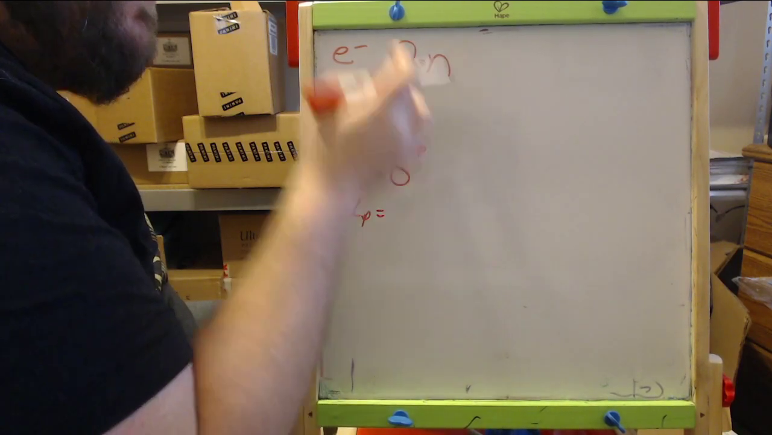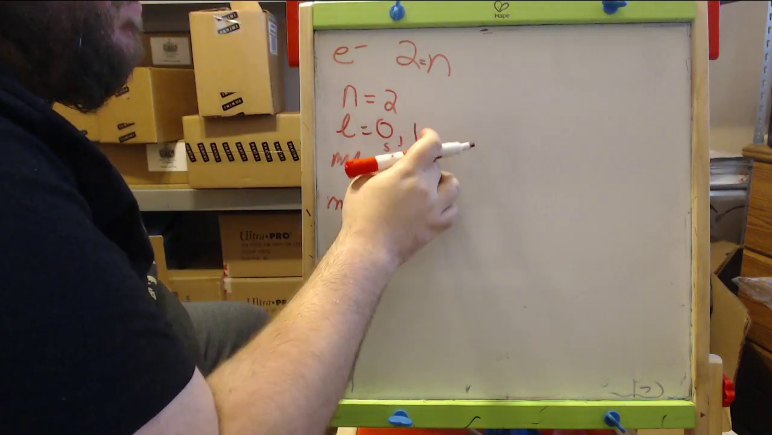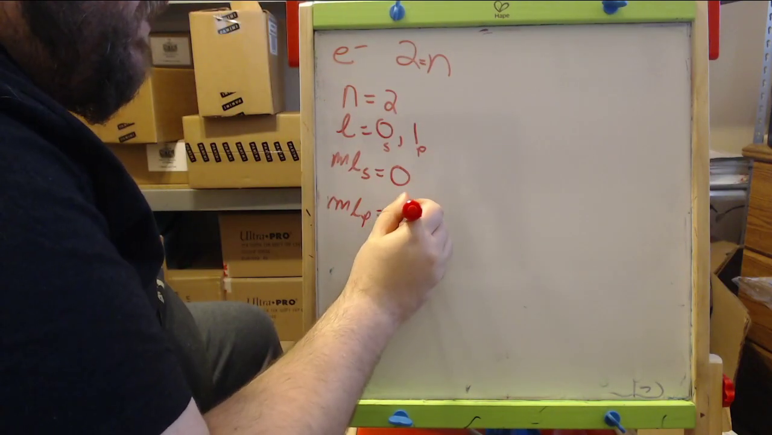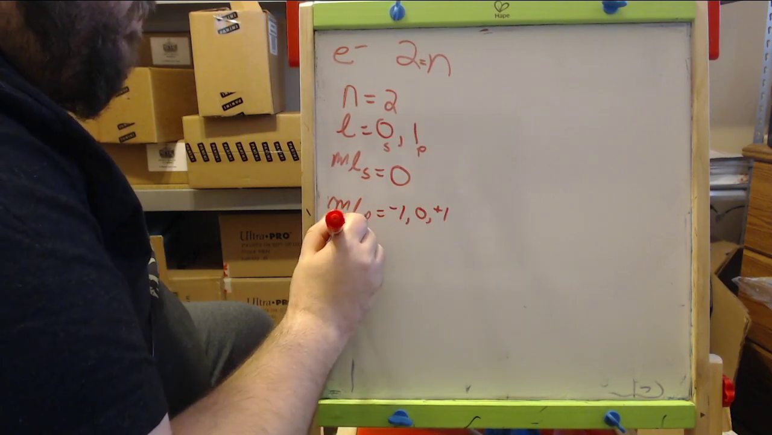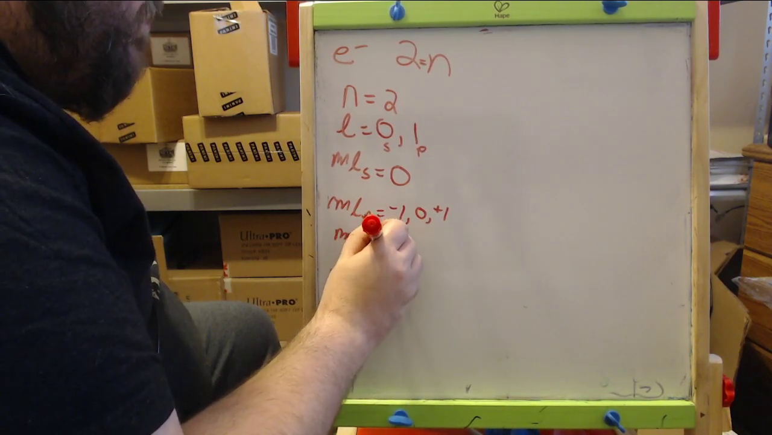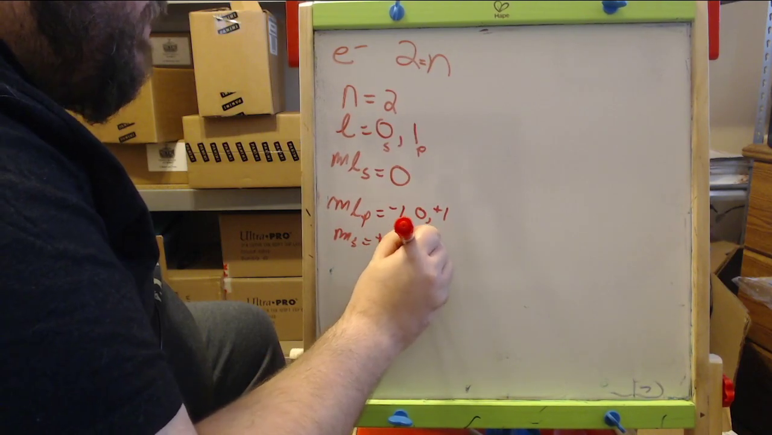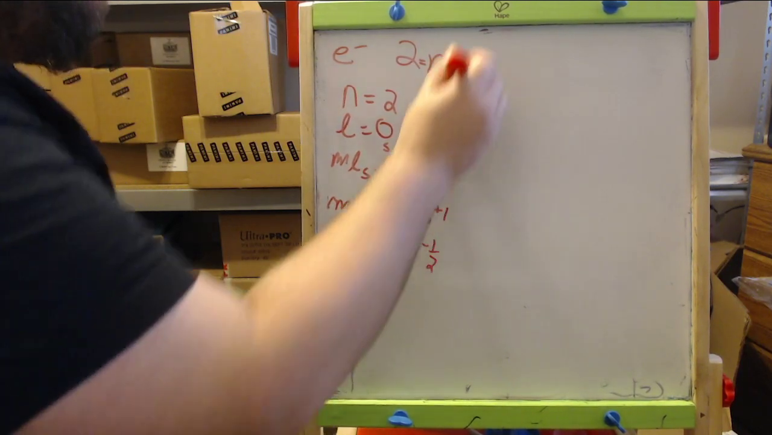What if I was in the P shell? Well, then it'd be -1, 0, or +1. And what would its spin be? Well, its spin could either be +0.5 or -0.5. And there's all of its possibilities.